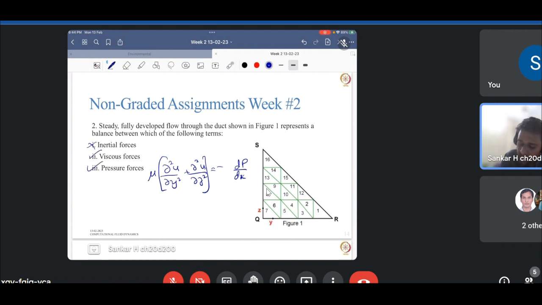For an unsteady flow, we'll have a rho times du/dt. If it's not a fully developed flow, we'll also have rho times u du/dx plus v du/dy plus w du/dz. This term will also come. Since it's a fully developed flow over here, we don't have to worry about any of this. None of this comes into the picture. So for a fully developed flow through a duct, we are just concerned about equating the viscous forces to the pressure forces here.